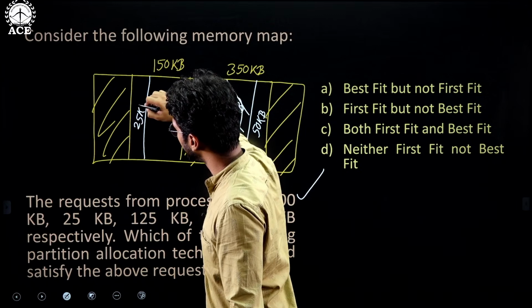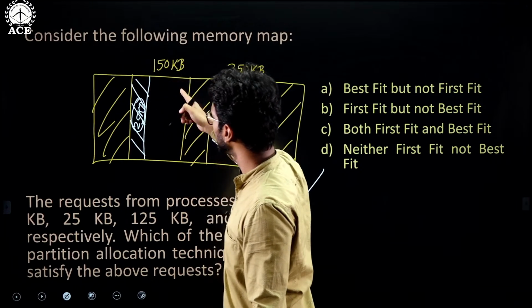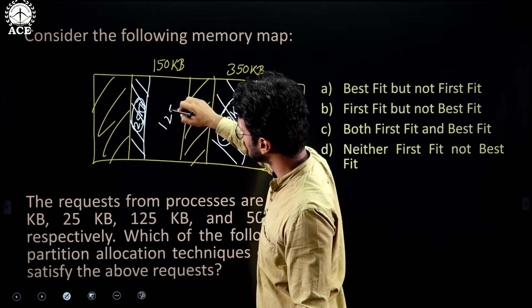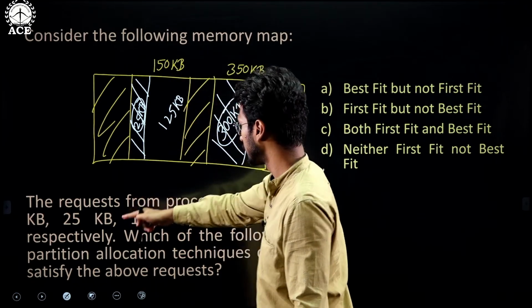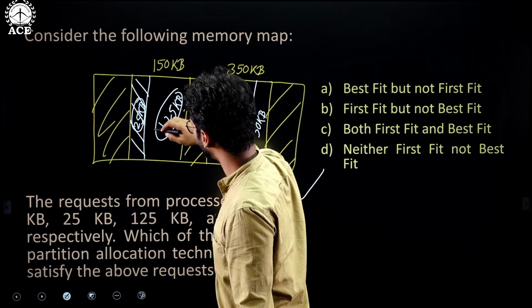25 KB. Because first fit, no. From starting onwards, you need to see. Done with this one. 25. How much is left? 125 KB is left. Next one, 125 KB. Okay, you can just place it here, 125 KB.